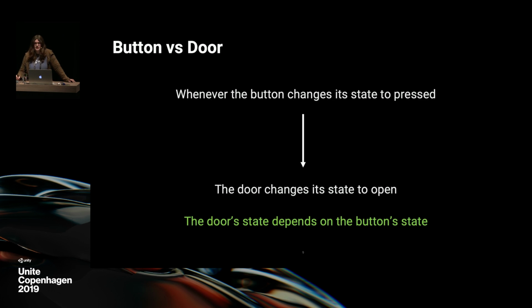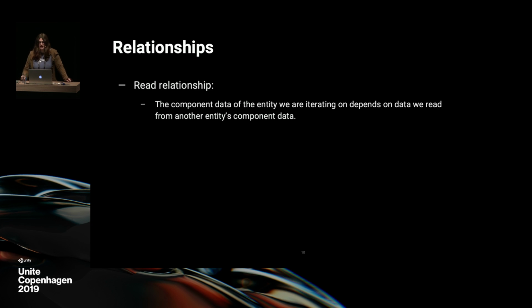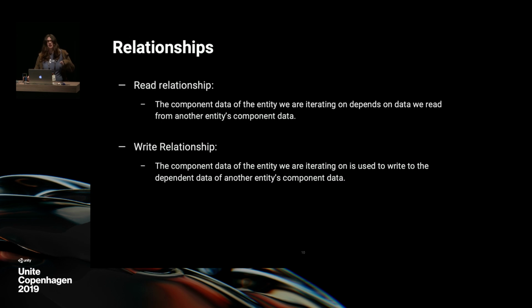From the perspective of someone playing your game, these actors are totally interacting with one another. It's completely fine that they perceive it that way. What's important is that we write it in a way that's closer to what is actually happening. So, just so we're on the same page, I'm defining a read relationship as when the data we iterate upon is dependent on a read from another entity's component, not the entity we're iterating on. Likewise, I'm defining a write relationship as when the data we are iterating on is used to write the data of another entity's components. These definitions will form the basis of the talk today.